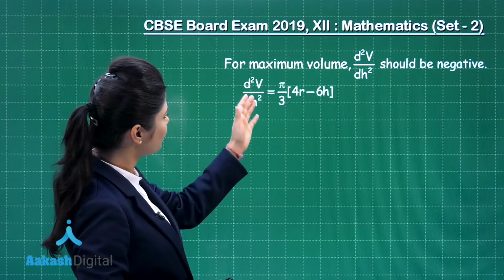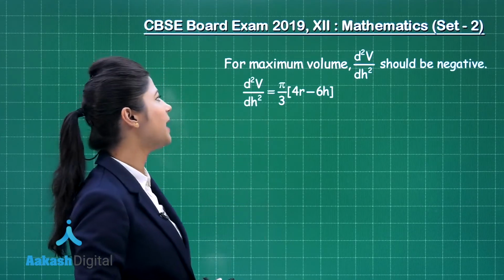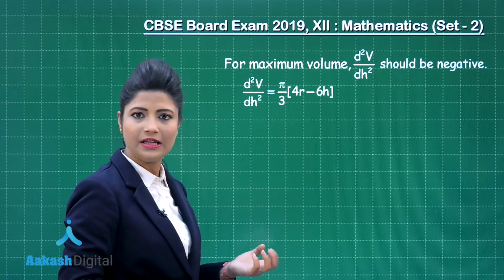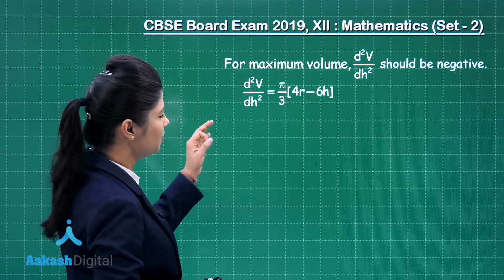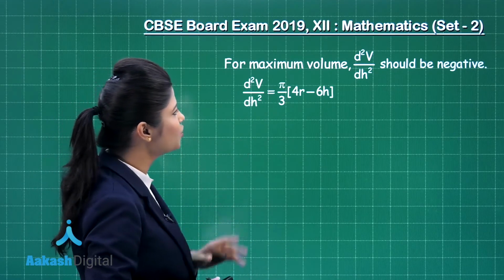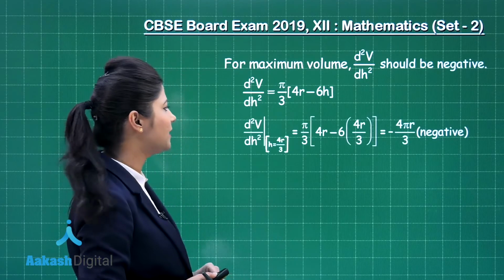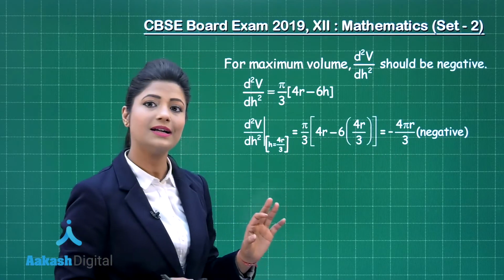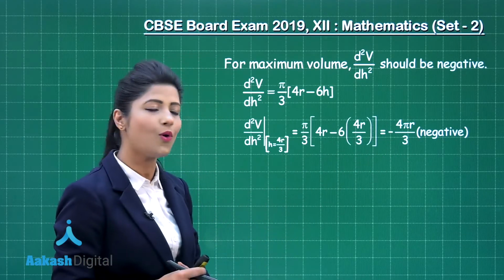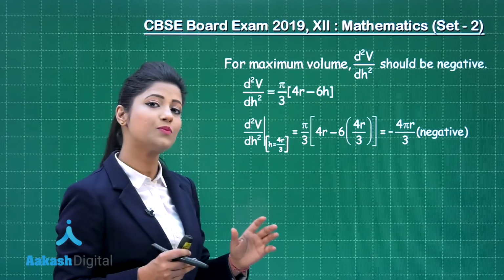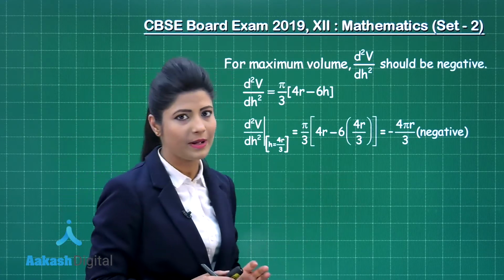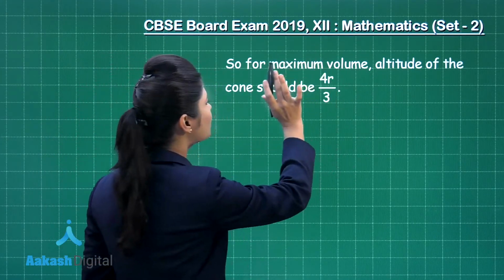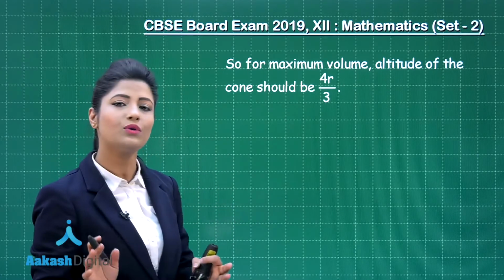So for maximum volume, d2V by dh square will be negative. Obtaining d2V by dh square, where I have differentiated dV by dh with respect to h, I get pi by 3 times 4r minus 6h. If I substitute h as 4r by 3, what will we obtain? When h is substituted as 4r by 3, that gives me minus 4 pi r by 3. That is clearly negative. This means this is a case of having the maximum volume, and this is possible only when h is equal to 4r by 3. So I could definitely conclude that for maximum volume, the altitude of the cone should be 4r by 3.